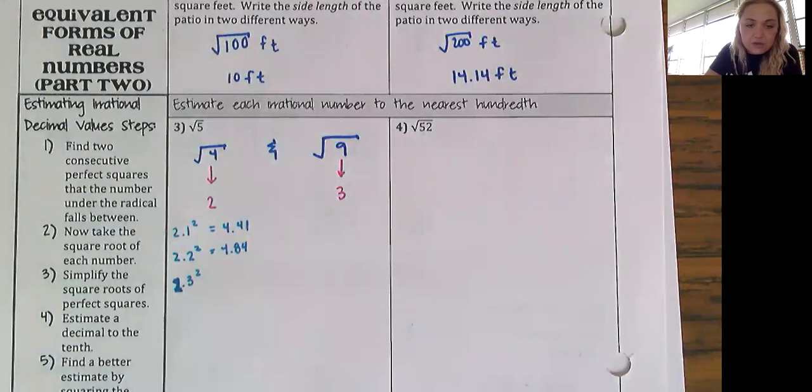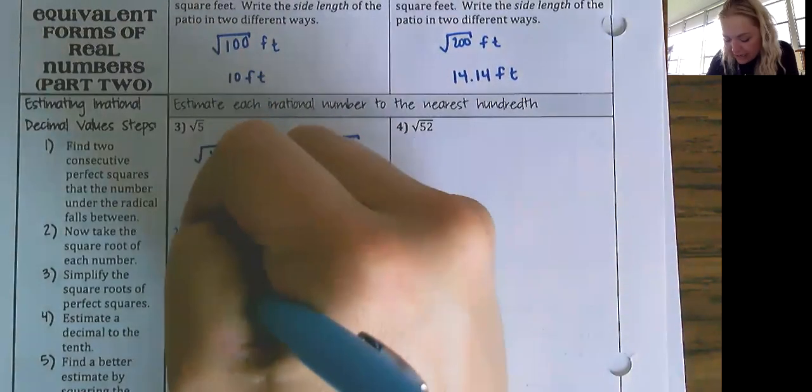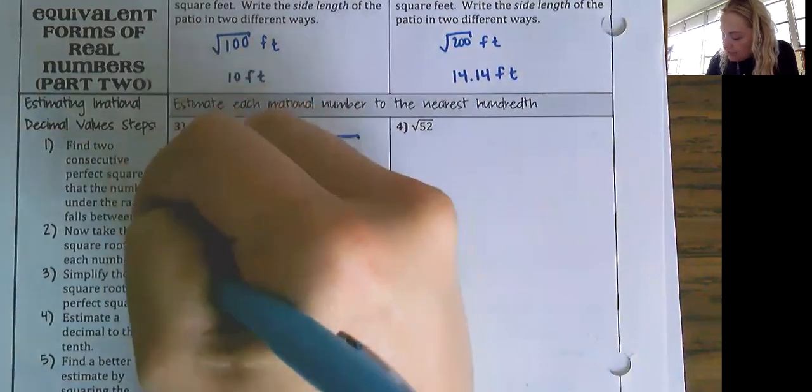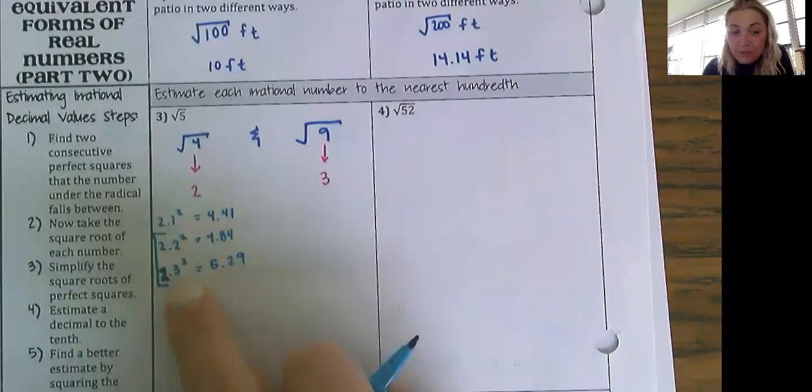Okay, so 2.3 squared. Let's see if we got 5. Ah, it went too high. I've got 5.29. These were like the brink numbers. It has to be somewhere between those two.